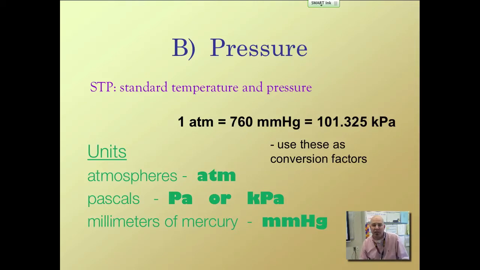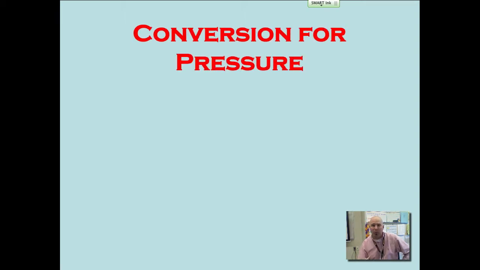Okay, so we finished with this slide right here where we're talking about different standard pressures, 1 atmosphere, 760 millimeters of mercury, and 101.325 kilopascals. And we're going to use those for conversions. So it's important right now that we understand conversions for pressure.